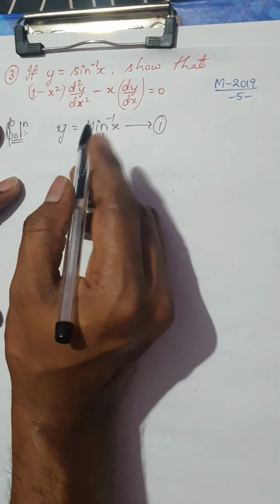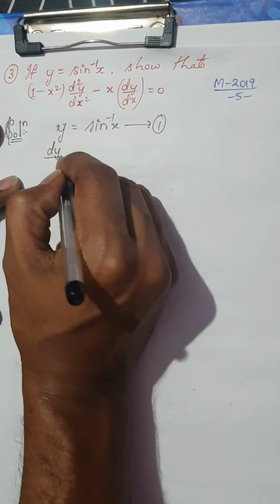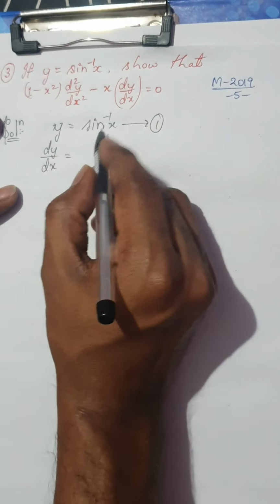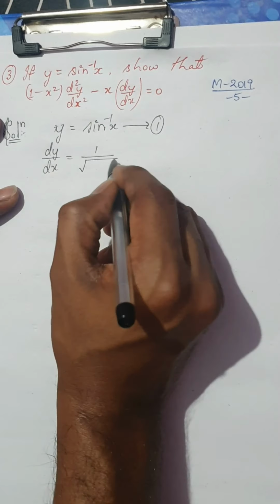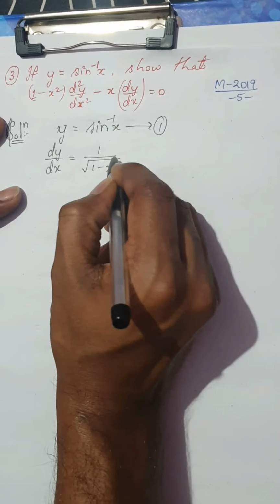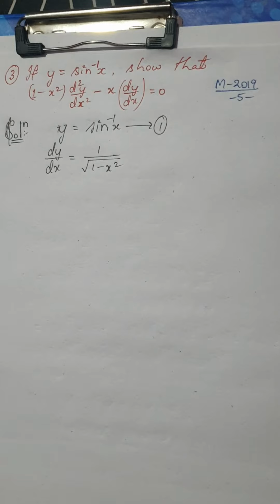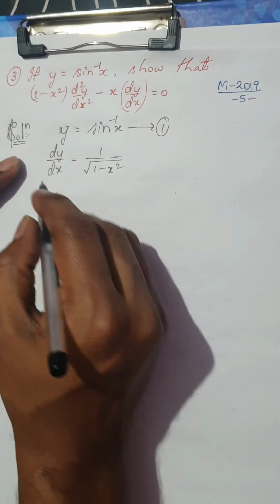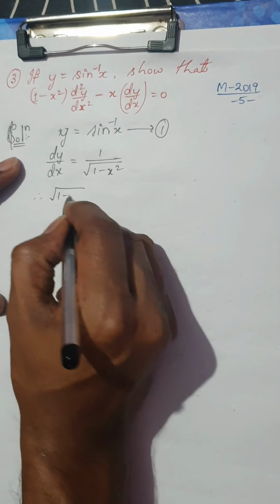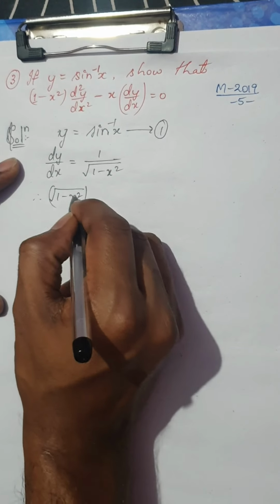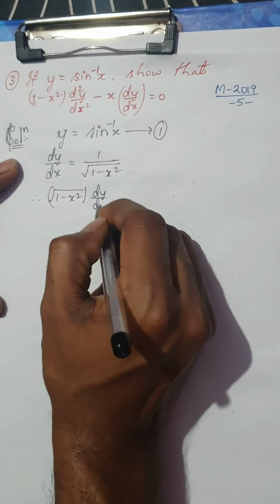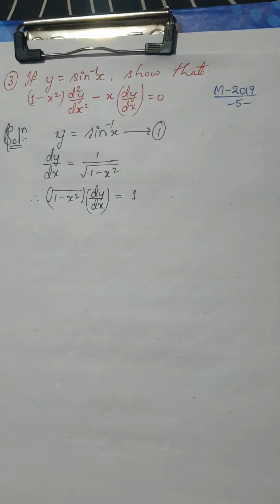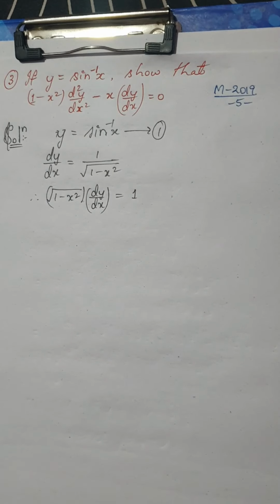Now, if you differentiate with respect to x, left hand side will be dy by dx. So, dy by dx will be, what is the derivative of sine inverse of x? We know it is 1 divided by root of 1 minus x square, isn't it? Now, you cross multiply it, therefore, you get root of 1 minus x square into dy by dx. Okay, this is nothing but 1. Is it clear?